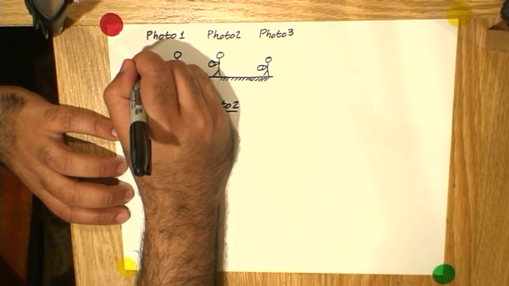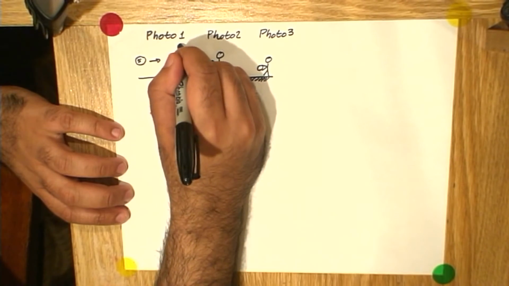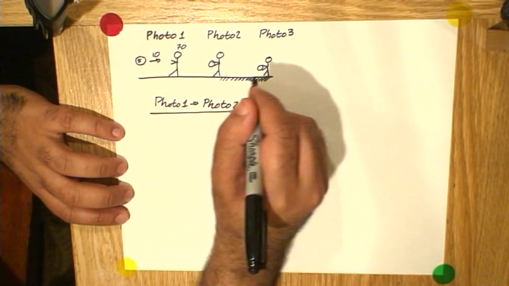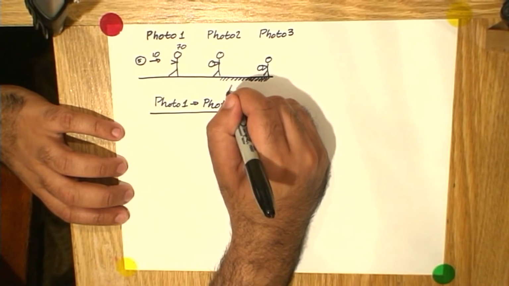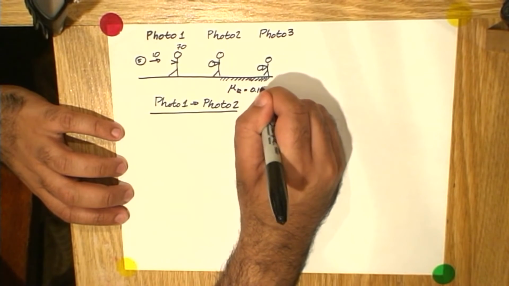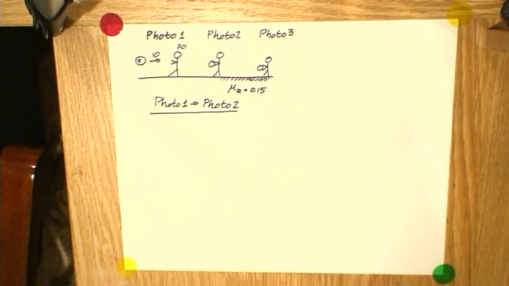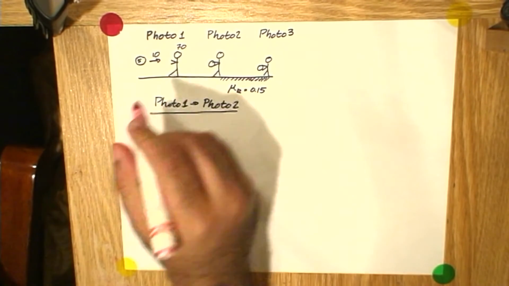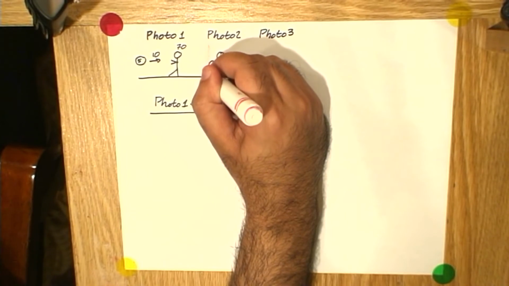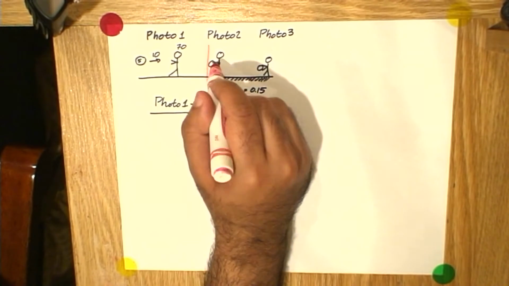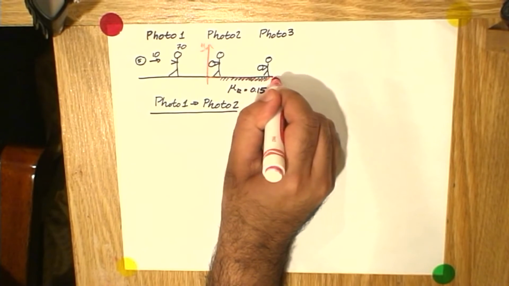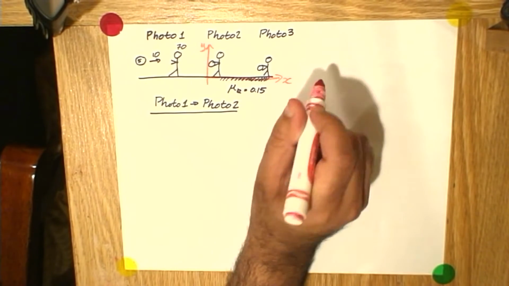The ball has a mass of 5 kilograms. The person has a mass of 70 kilograms. The ball is initially moving at 10 meters per second, and the coefficient of kinetic friction is 0.15. I'm going to set my axes like so. I'm going to set my origin to be the position of the person just when they catch the ball, and I'm going to set rightwards as positive.